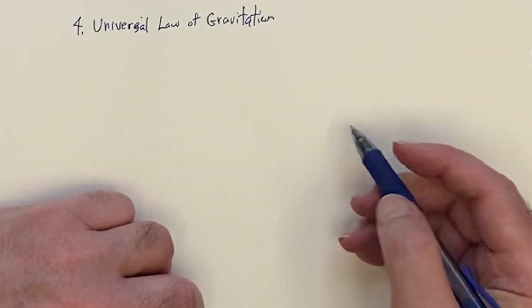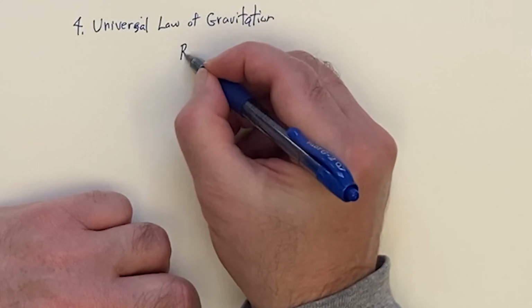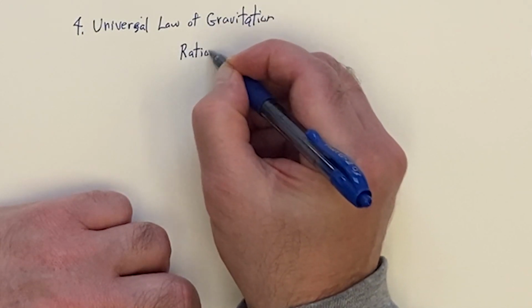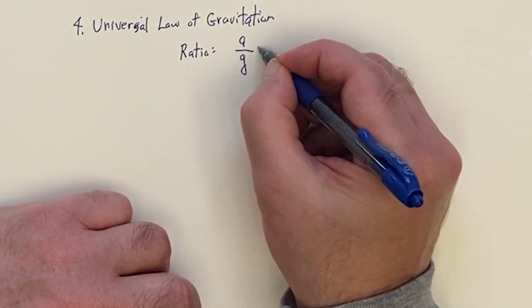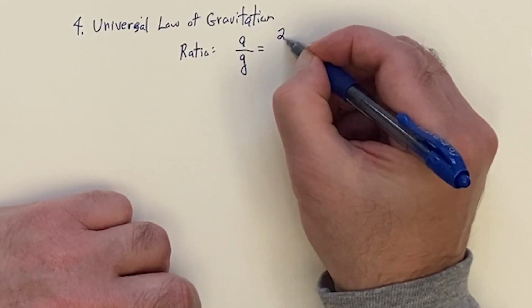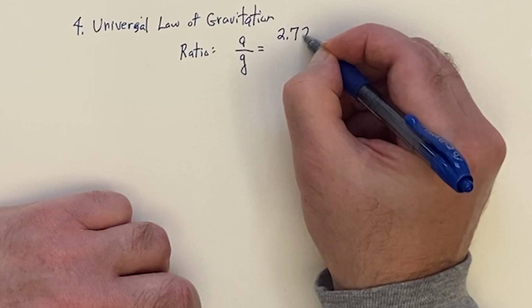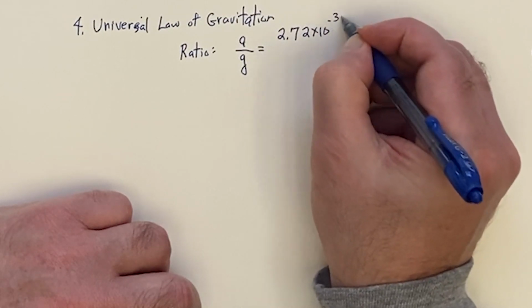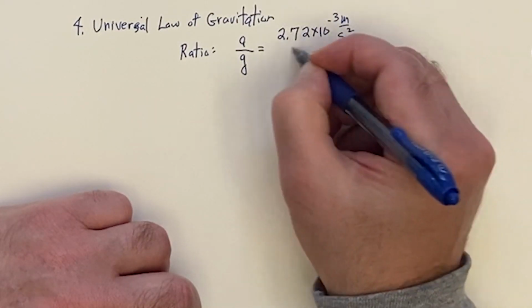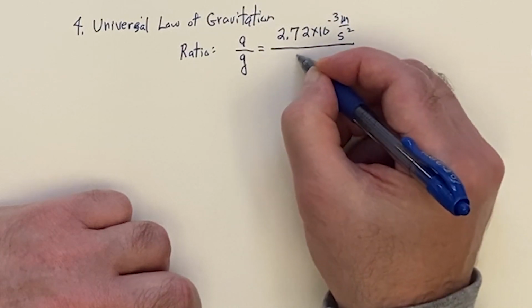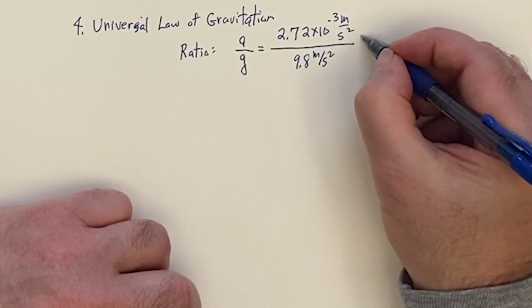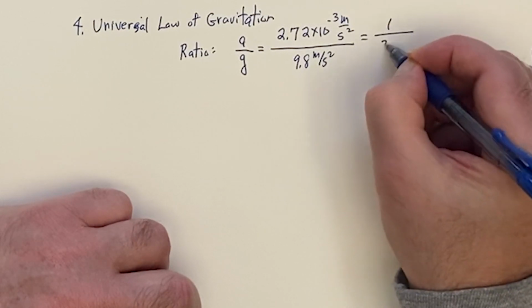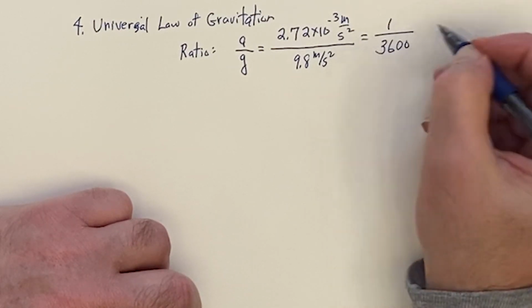connection that Newton made, I can show you in a nice little way, the ratio. We have found the ratio of the moon's acceleration, well, we know that, 2.72 times 10 to the minus 3 meters per second squared, already figured out. And this is 9.8 meters per second squared. So by taking this ratio, you get 1 over 3,600.